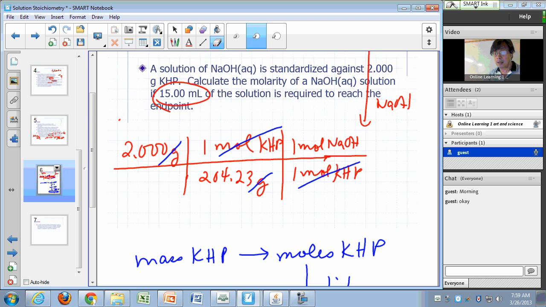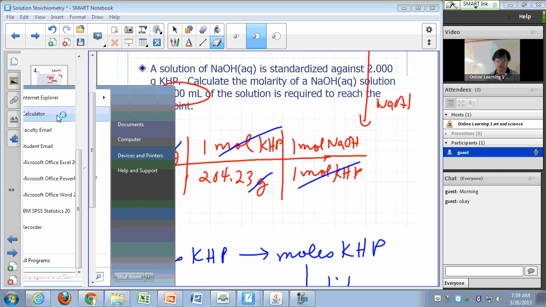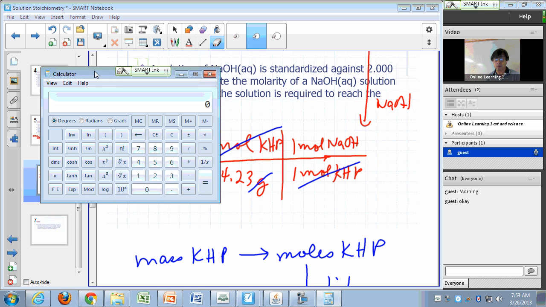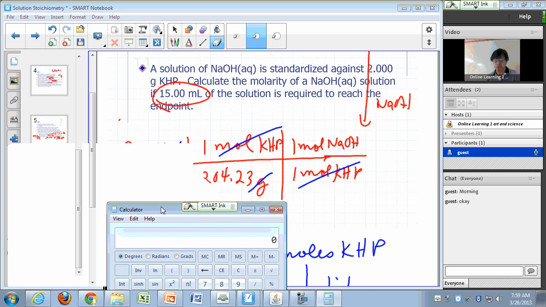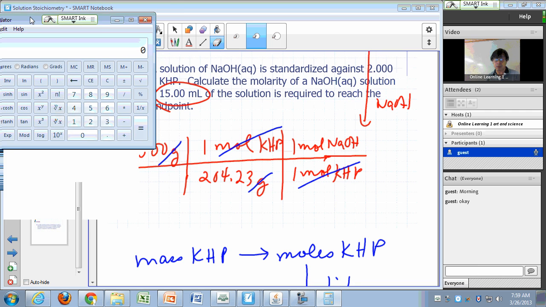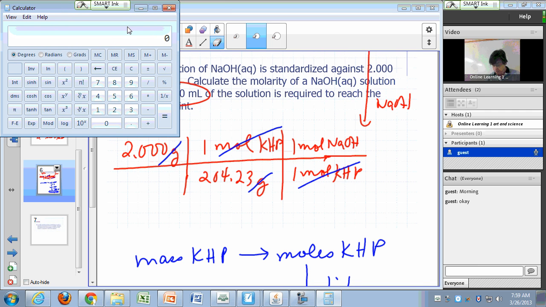So let's calculate this one. 2.000 divided by 204.23. And that gives me 0.009793, 4 significant digits. Okay, 0.009793.